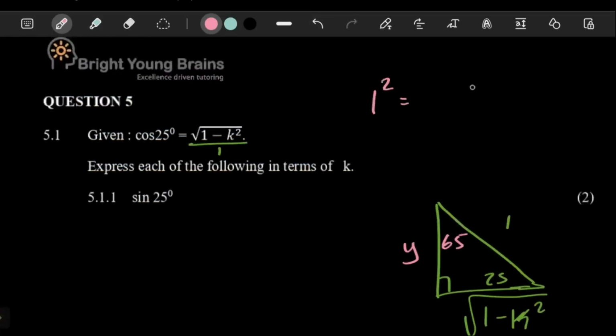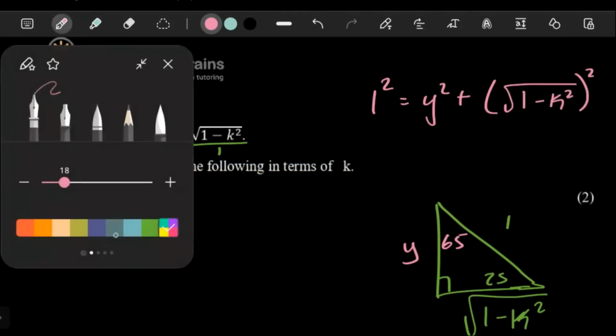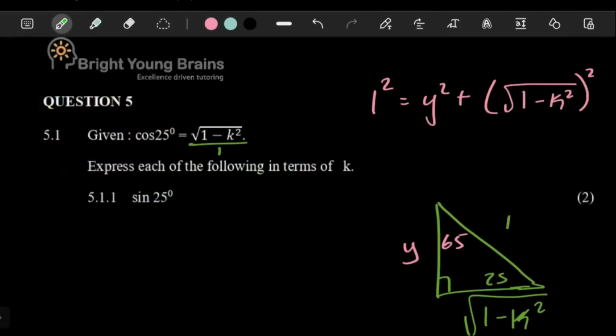If you're going to solve for y, you can use Pythagoras, because 1 squared, which is the hypotenuse, is going to be equal to y squared plus square root of 1 minus k squared. And then you square it here. Square root cancels the 2 there. We're solving for y, remember. So this is like plus 1 minus k squared. This is like a 1 squared here.